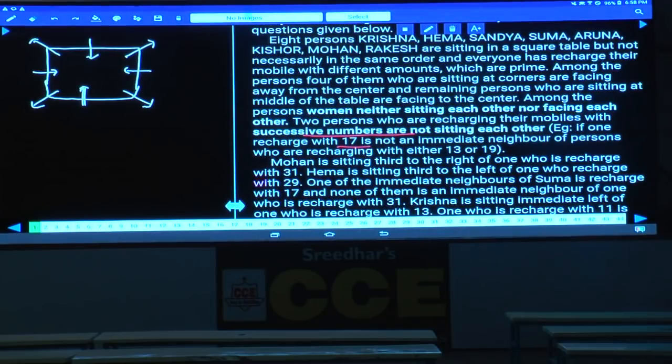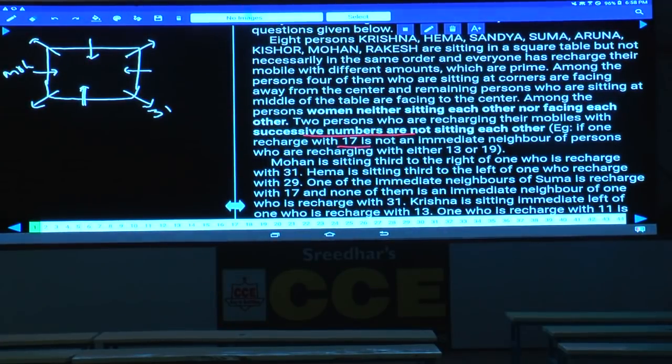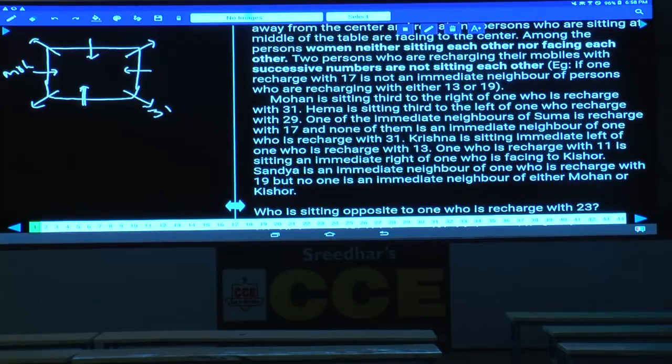Then Mohan is seated third to the right of the one who has recharged with 31. As Mohan is seated third to the right of that one, where must Mohan be? Mohan must be facing the center, because Mohan is a male. As Mohan is facing the center, this person must be the one who is recharging with 31. 31 must be at one of the corners. If you take this corner, then counting 1, 2, 3, Mohan must be at this place, isn't it? Then Mohan is seated third to the right of the one who recharged with 31.